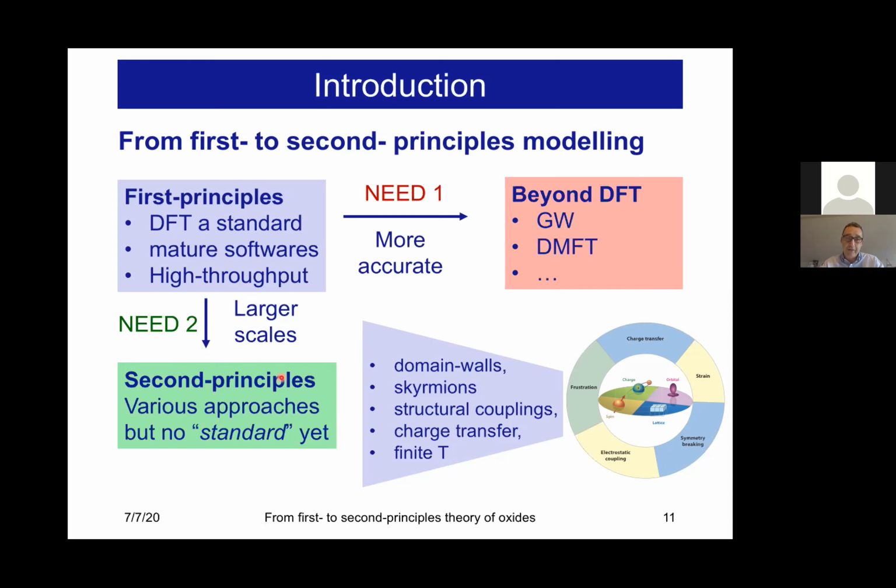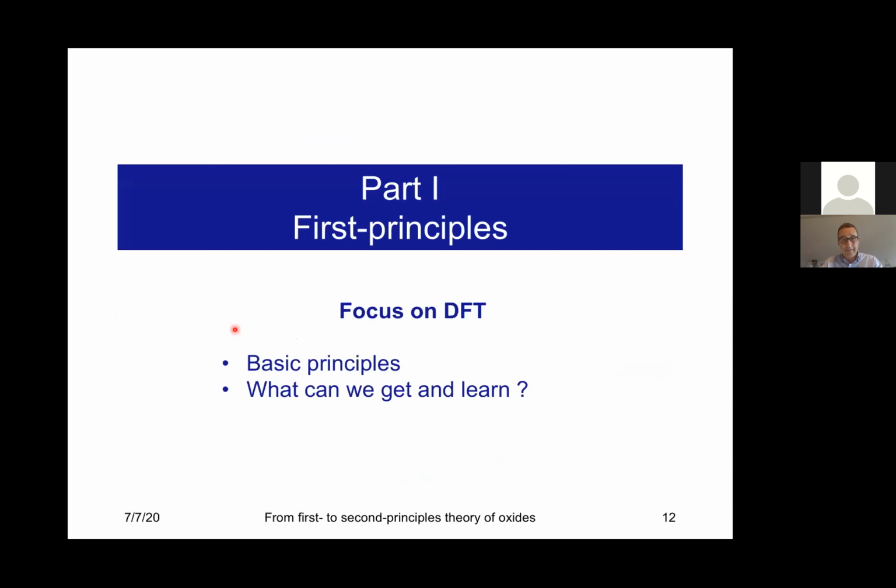And I think this is a very important step forward that we need to do to access problems like domain walls, fermions, structural coupling at interfaces, charge transfer, finite temperature. So there is a huge demand behind this, and we are, of course, working on this. And so probably the two lectures you have at this school, the one of Antoine and mine, are basically addressing two important issues nowadays: to go more accurate or to go larger scale.